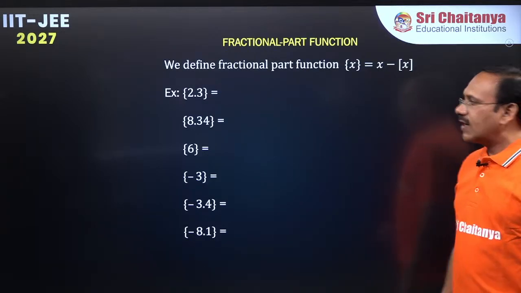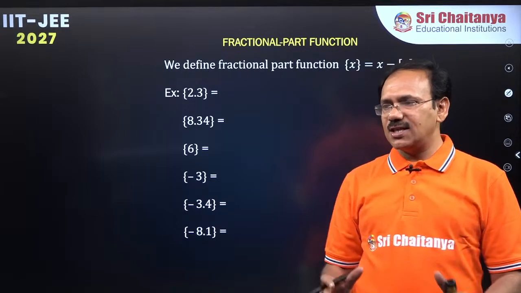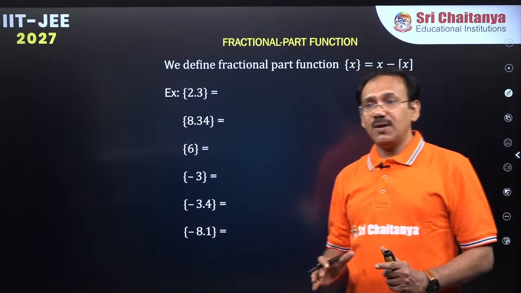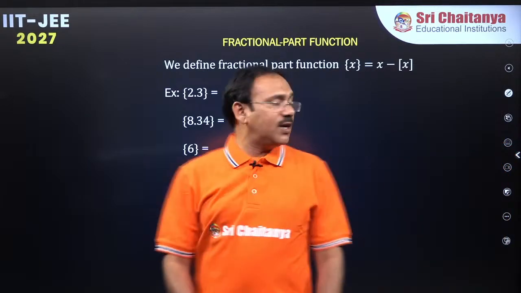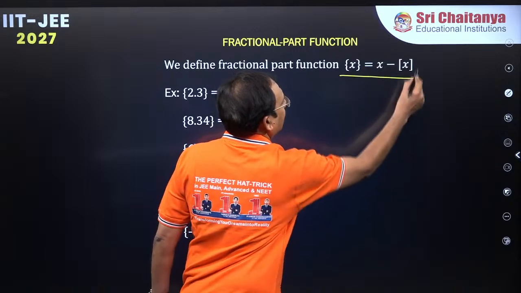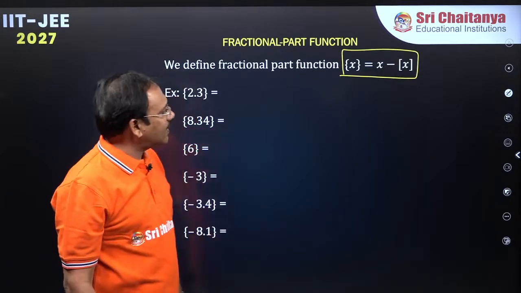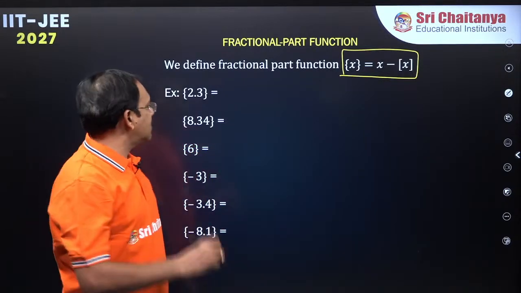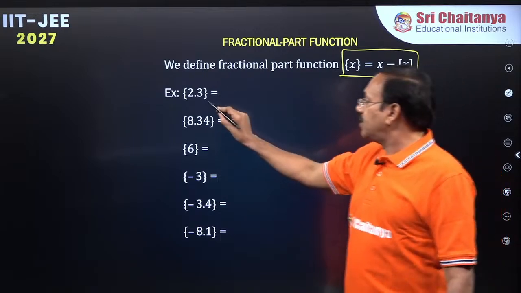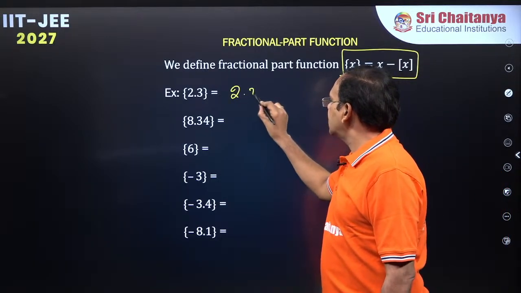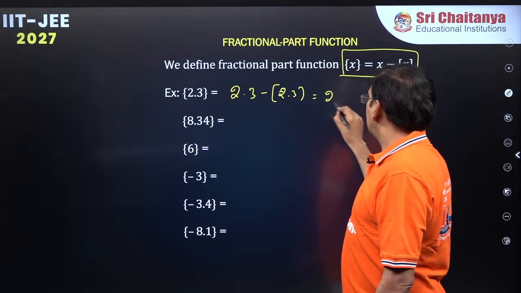Okay. So, coming to the fractional part function. This was all about the greatest integer function. Now, this is going to be about the fractional part function. Coming to the fractional part function, dear students, we define the fractional part of x as x minus step x. What is the meaning of this, you see, dear students? So the fractional part of 2.3, if this is x, x minus step of 2.3. So what will you get?